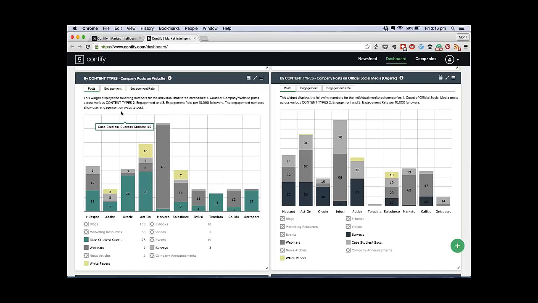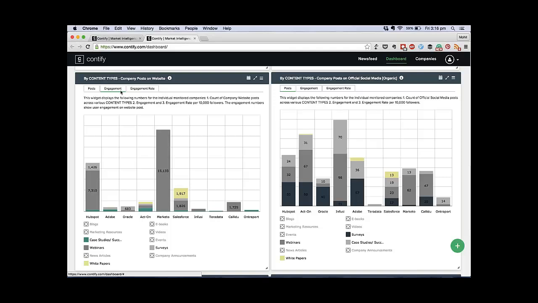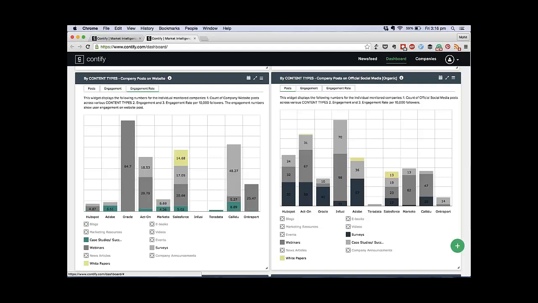And here we are seeing engagement, and this is where we are getting a lot of engagement as compared to engagement rate. As we can see, Oracle has received the maximum engagement rates on the webinars that they have done. Now, the same analysis can be done for themes of the content that they are generating.